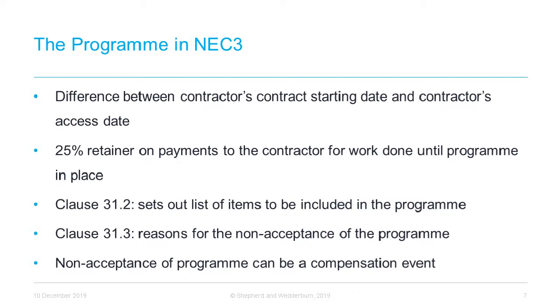If the project manager does not accept a program for any other reason than listed in the contract, then this rejection can be challenged and is likely to be a compensation event under clause 60.1, 6 or 9. The program cannot be rejected simply because completion is shown as later than the completion date.